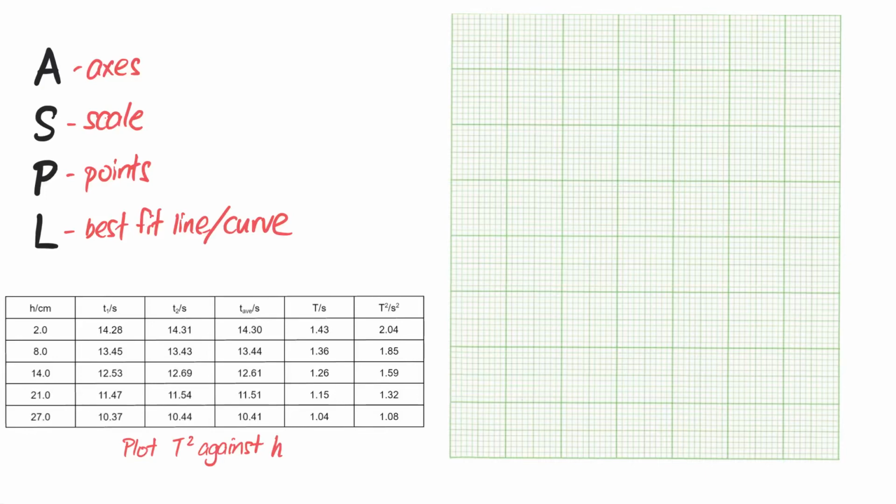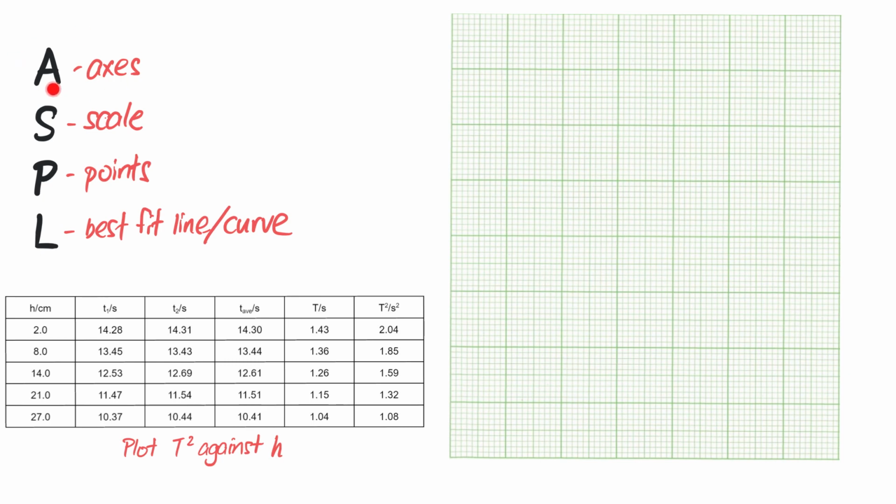In this video, we'll cover the graph plotting for physics practical. After getting the data in the table as shown here, the next step is to plot the graph. In general, plotting the graph is usually 4 marks, and the marks are awarded based on ASPL, where A stands for the axis, S stands for the scale, P stands for the points, and lastly L stands for the best fit line or the best fit curve.